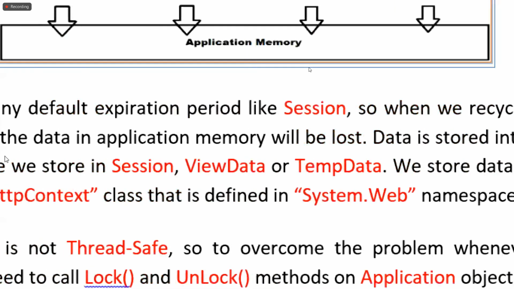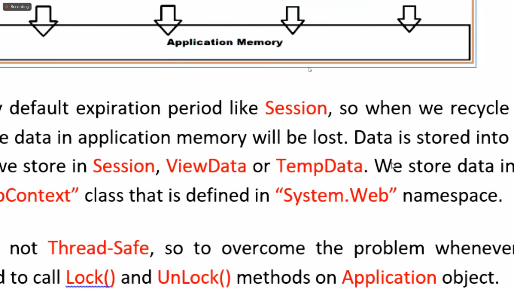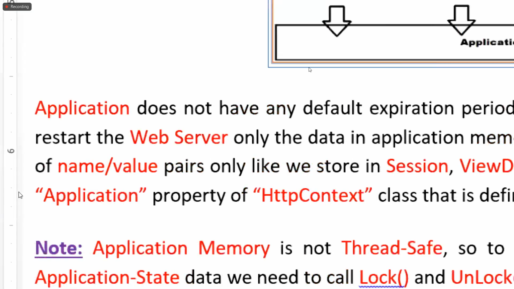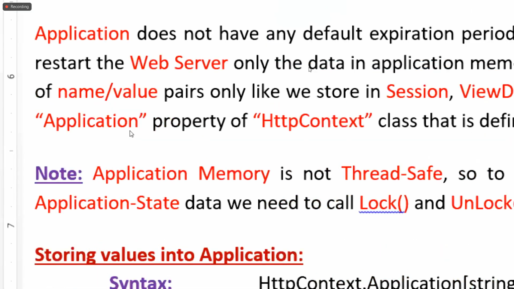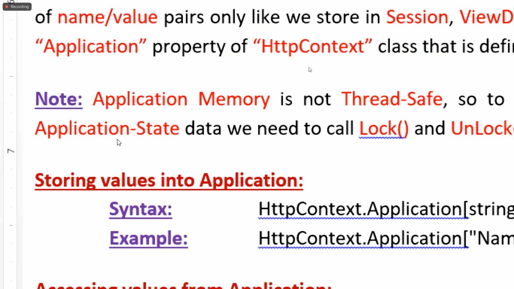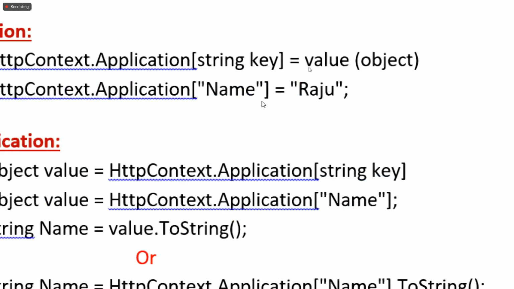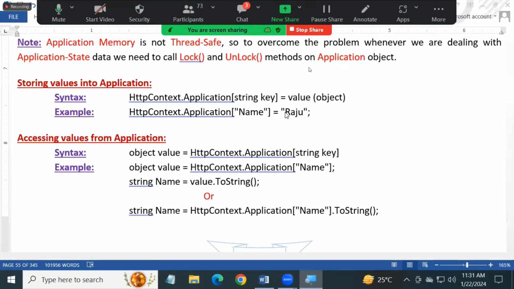Data is stored in application in the form of name-value pairs only, like we store data in session, ViewData, and TempData. We store data into application by using the Application property of the HttpContext class that is defined in the System.Web namespace. I'll tell you about this one. And how do you store the data? Same process. Now, application memory is not thread safe.